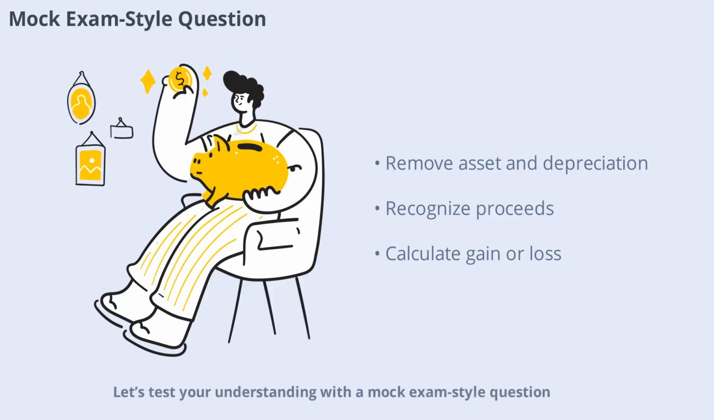Let's test your understanding with a mock exam style question. Suppose a company sells a machine for $10,000. The machine's carrying amount is $8,000. How should the company account for this transaction? Think about the steps: remove the asset and accumulated depreciation, recognize the proceeds, and calculate the gain or loss.